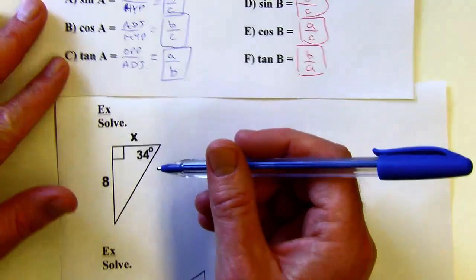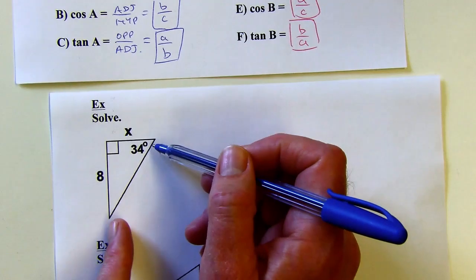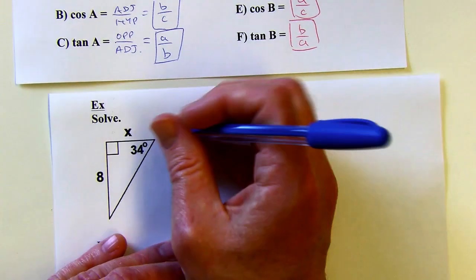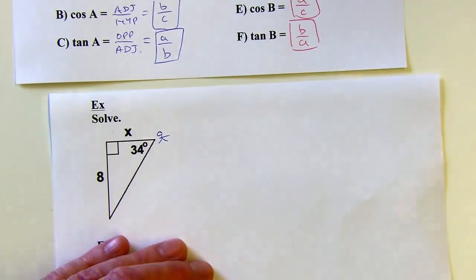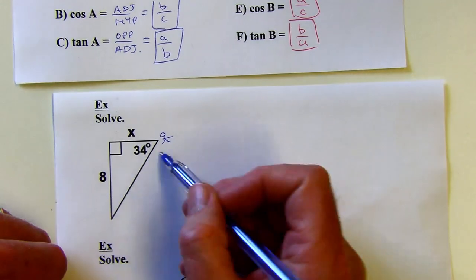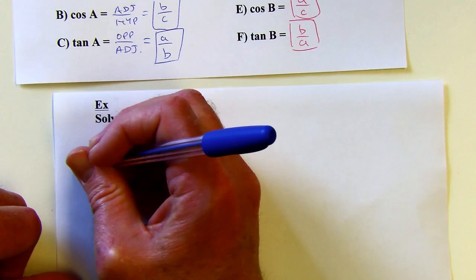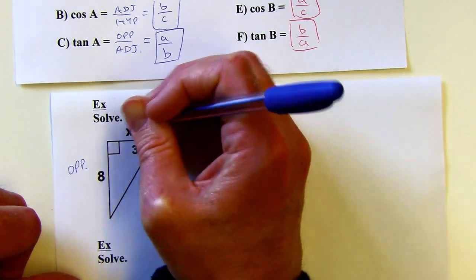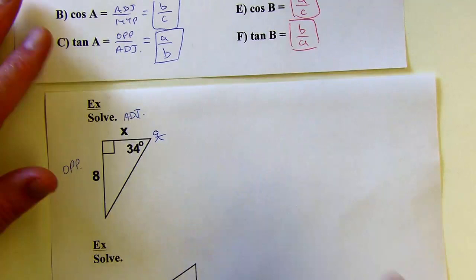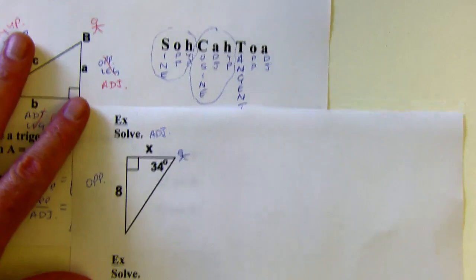So what you want to do is put yourself at one of the acute angles. You want to be at the one that is marked. So I want to be at the 34-degree angle. So I'm thinking to myself, there I am, okay? And then I'm looking at the sides of the triangle and thinking, what am I dealing with here? Well, the hypotenuse is unmarked. This would be the opposite leg, and this would be the adjacent leg. So I'm dealing with the opposite and the adjacent. And that's where SOHCAHTOA comes in.